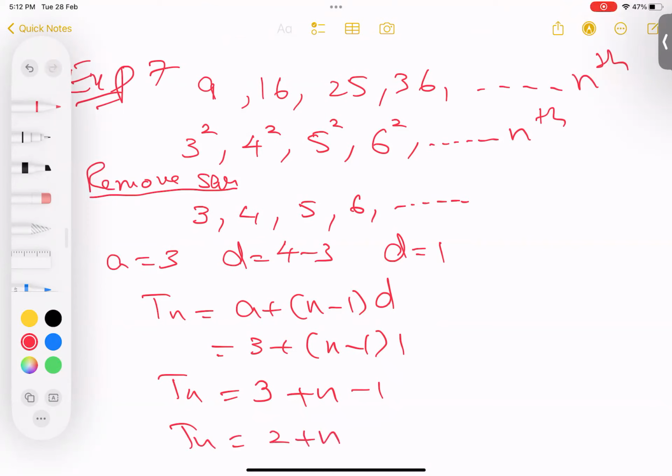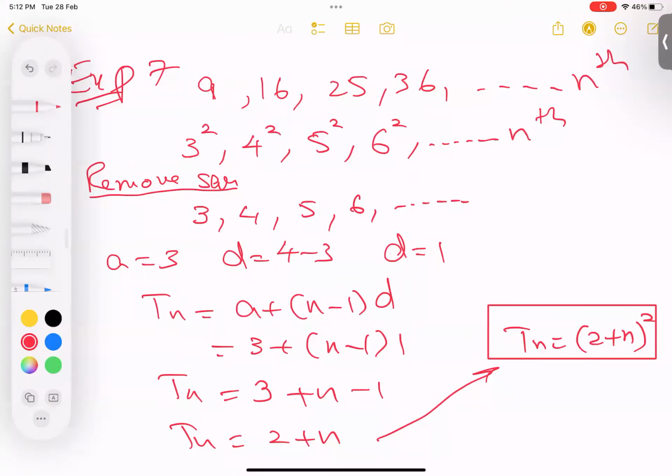But is it my answer? No, not at all. I'm writing here the final answer. What is the final answer? 2 plus n, to power 2. This is my final answer. Now you say, sir, why did you write power 2? Because first I removed the squares and now I bring back the square. And this is my nth term answer.